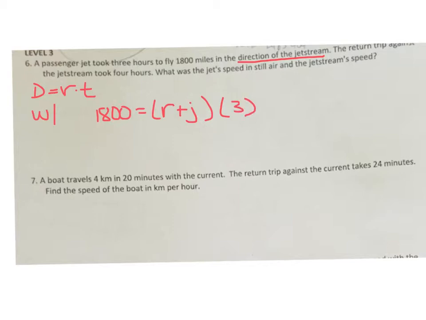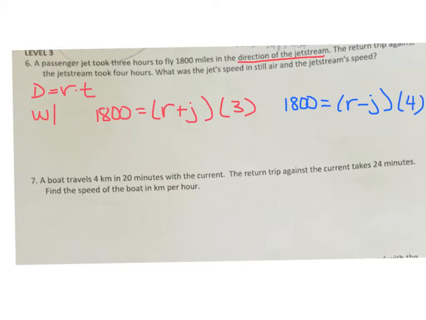And now against the jet stream, it's like wind pushing at the front of the plane, pushing you backwards. So that's going to slow the plane down. You're still going 1,800 miles, but your rate is going to be decreased by the jet stream, so R minus J, and that's going to take you 4 hours.